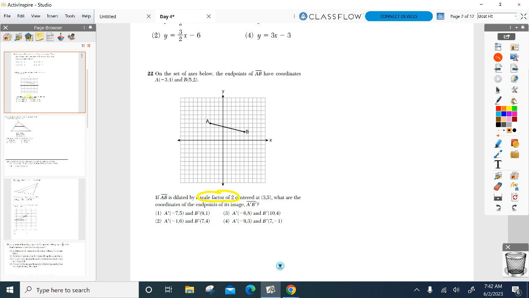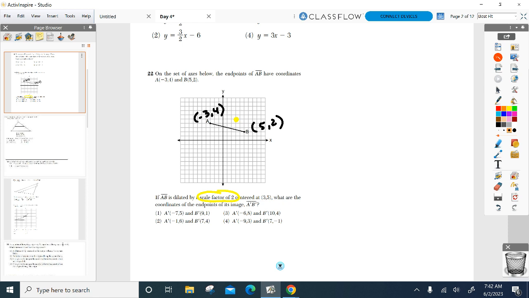So first I want to get, it's already got there. A is -3, 4. B is 5, 2. And I'm going to dilate. Let's get that point graphed too. 3, 5. 1, 2, 3. 1, 2, 3, 4, 5. So here's 3, 5, my yellow point right there.